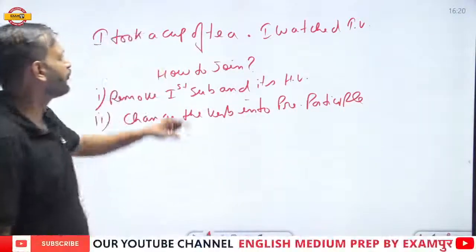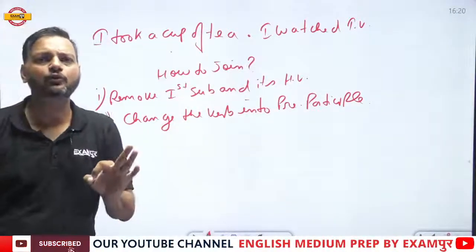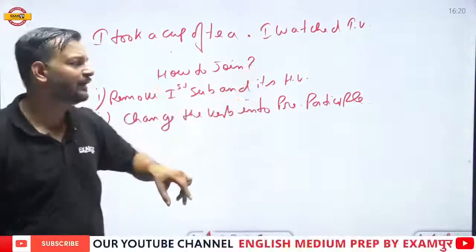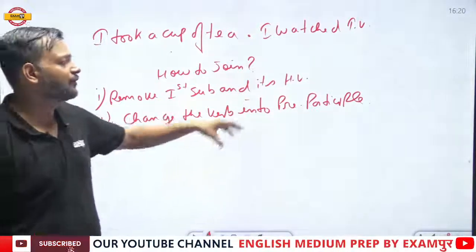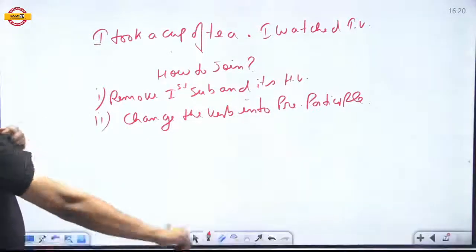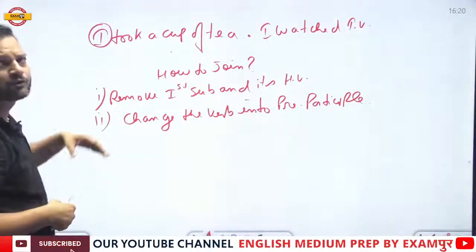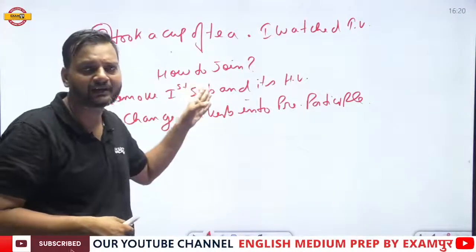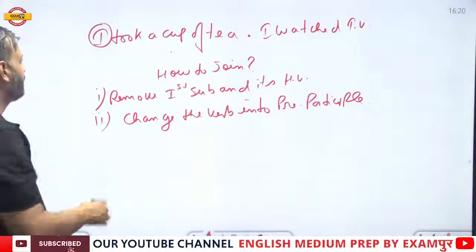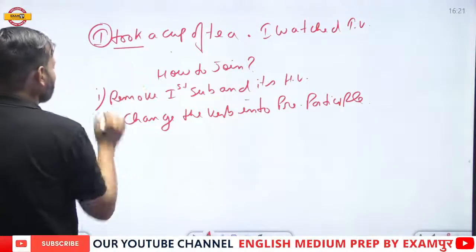Okay, so if you want to join these two sentences using present participle, what you need to do is first remove first subject and its helping verb, and second thing, change the verb into present participle. So let's do it. Remove the first subject and its helping verb. So as you can see, this is the past indefinite sentence, and there is no helping verb in past indefinite, so we have to remove just subject. So we have removed the subject and this is verb. Change it into present participle.